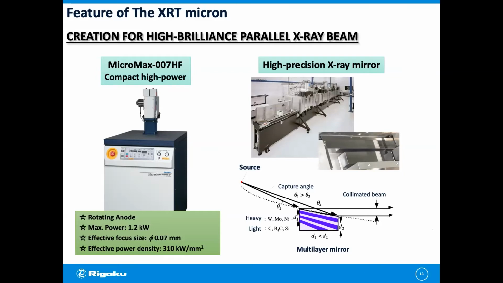This X-ray source is used with a high precision X-ray mirror to make a collimated beam.